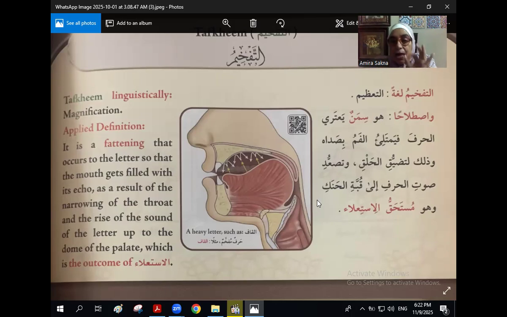It is the same. When the epiglottis moves backward, the throat becomes narrow. I will repeat, when the epiglottis is moved backward, when I pronounce any heavy letter, the throat will become narrow. So this will make the sound pushed far away to the roof and be strong like the water. All this is physics, by the way.